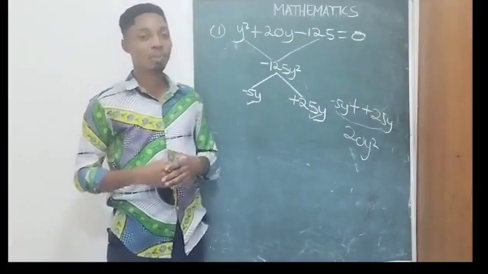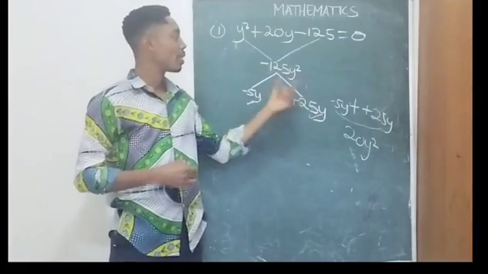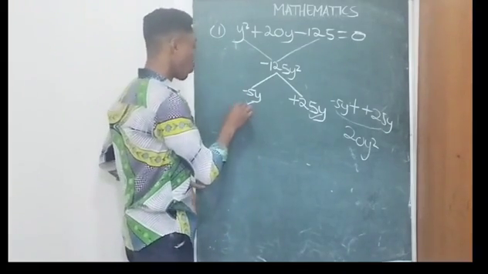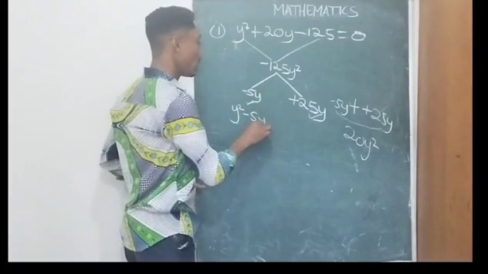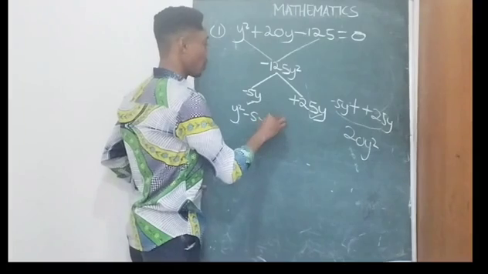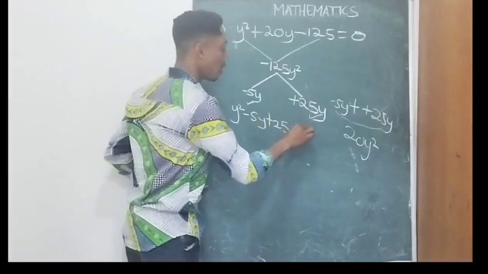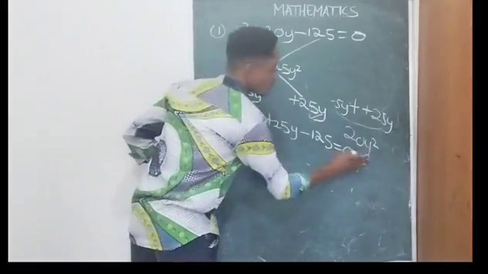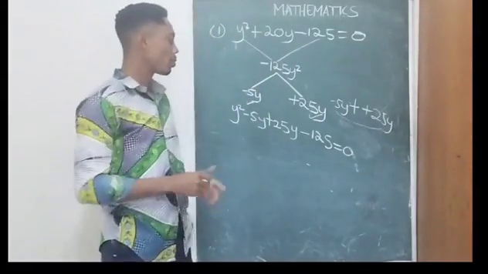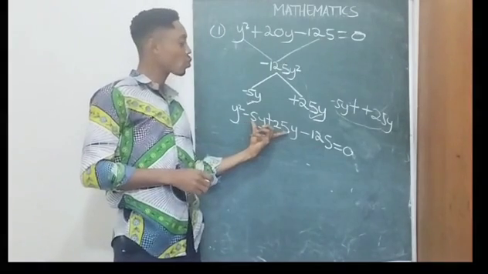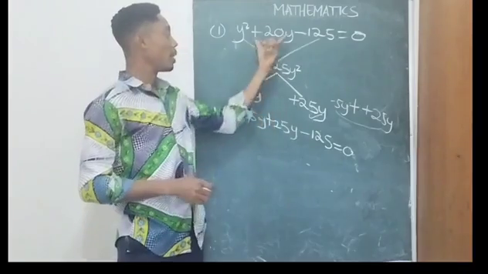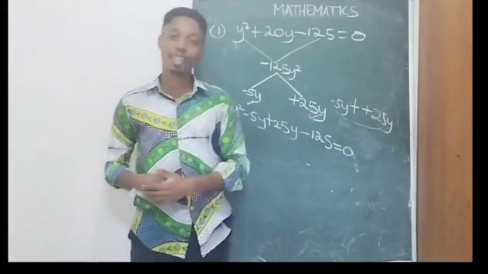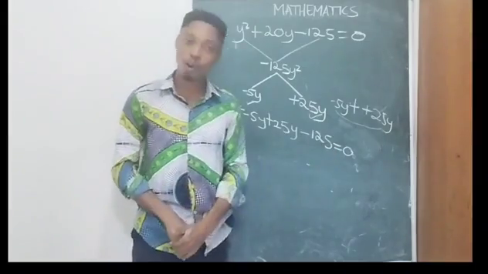So these two factors are correct. The next thing we're going to do is replace the middle term with these two factors. Replacing the middle term, this becomes y squared minus 5y plus 25y minus 125 equals 0. You can see that plus 20y has been replaced by these two terms, so 3 terms become 4 terms.